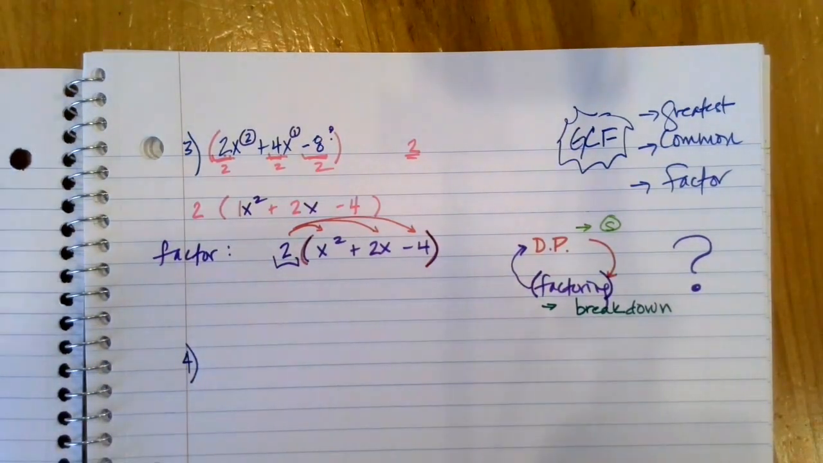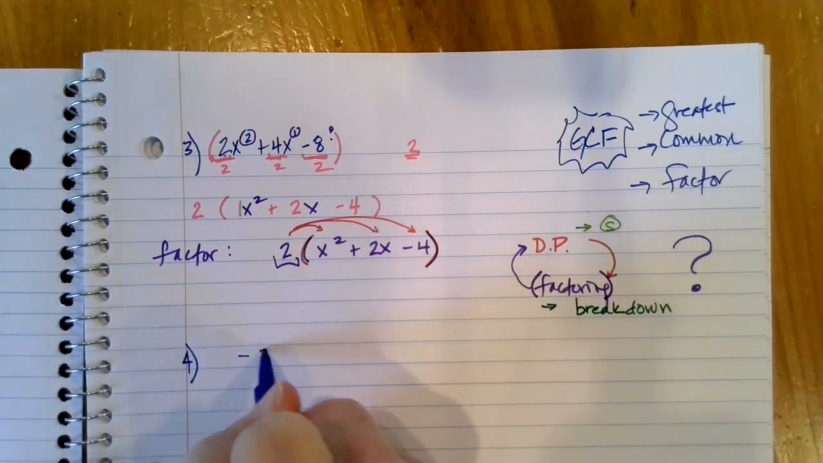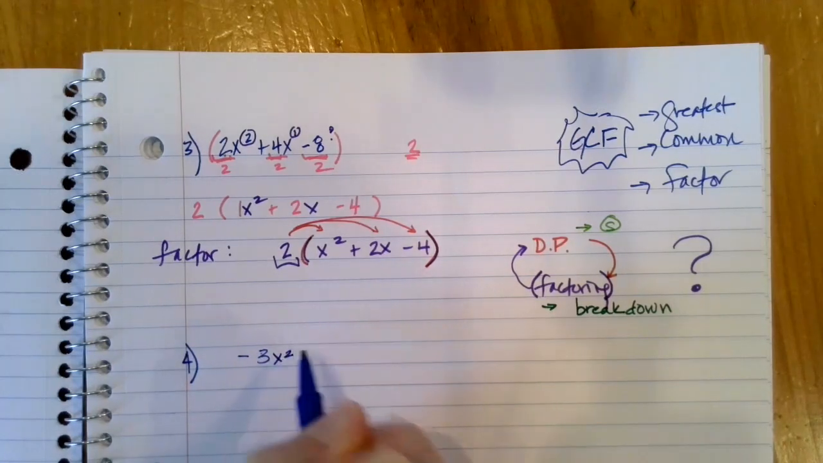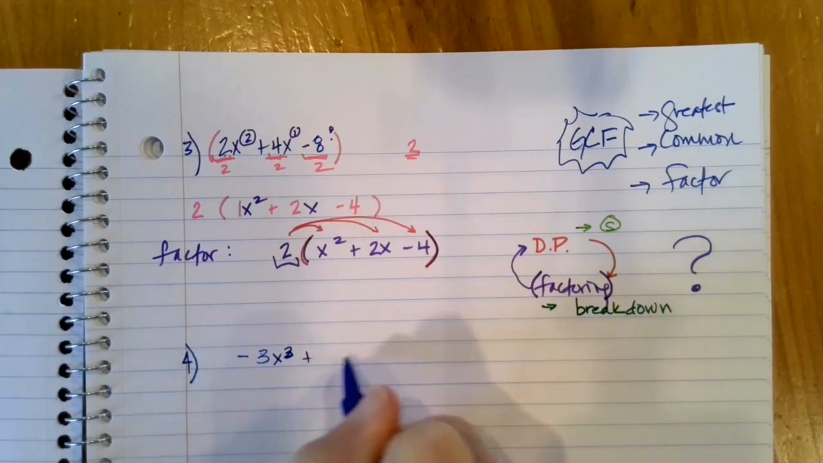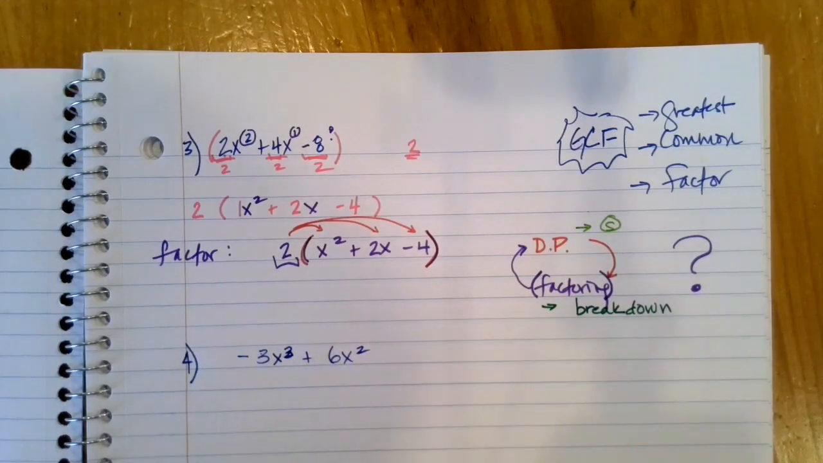So it's important for you to keep in mind, what am I doing and why am I doing it? Okay, let's do a couple more examples. Negative 3x cubed, let's try that. Plus 6x squared minus x.